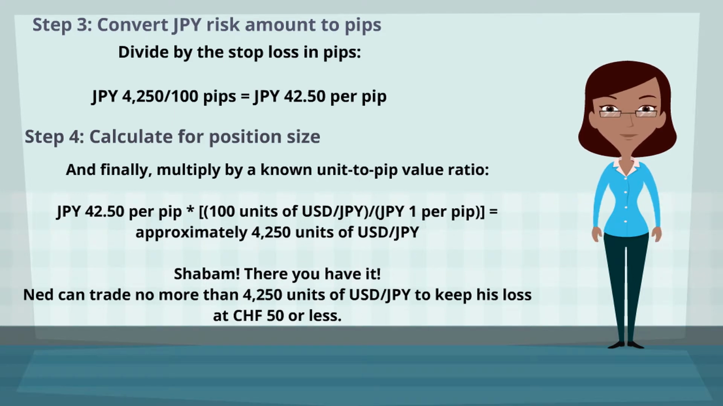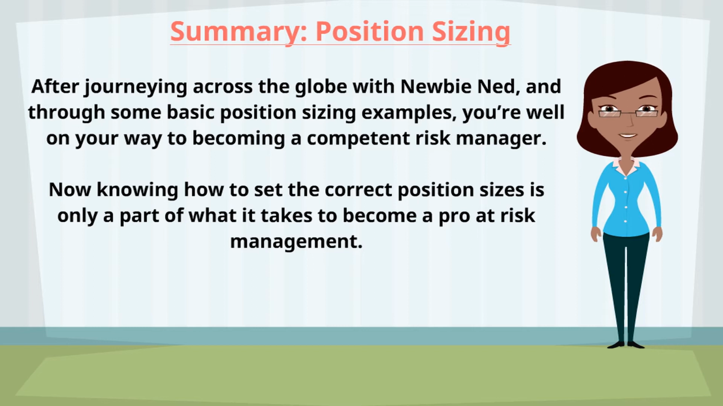Step 4. Calculate for position size. And finally, multiply by the known unit to pip value ratio. 42 Japanese yen and 50 cents per pip, multiply by 100 units of US dollar to Japanese yen, divided by 1 Japanese yen per pip, equals approximately 4,250 units of US dollar to Japanese yen. Shabam. There you have it. Ned can trade no more than 4,250 units of US dollar to Japanese yen to keep his loss at 50 Swiss francs or less. Now let's come to the last lesson.